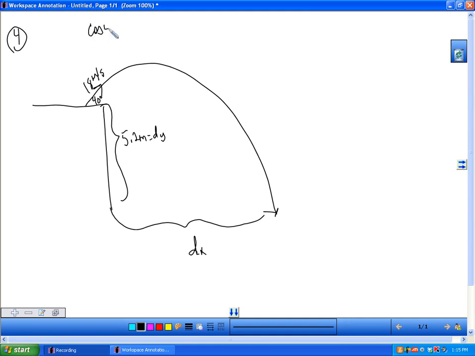So I'm going to say that the cosine of 40 degrees times 18 meters per second is my Vx. And when I did that, I got Vx to equal a lovely number, 13.79 meters per second. And then Vyi is going to be the sine of 40 degrees times 18. So Vyi is going to be, I got 11.57.